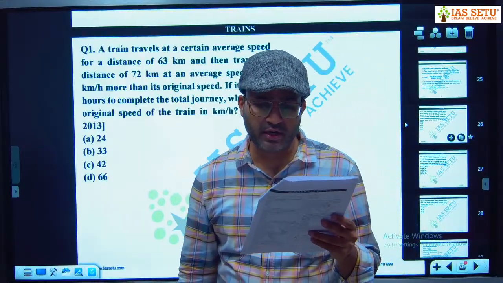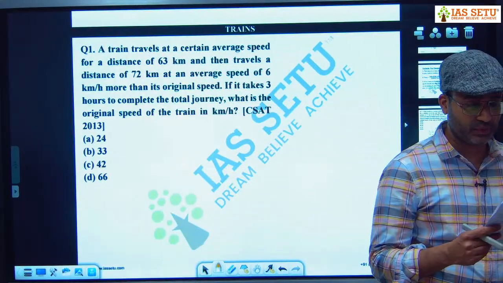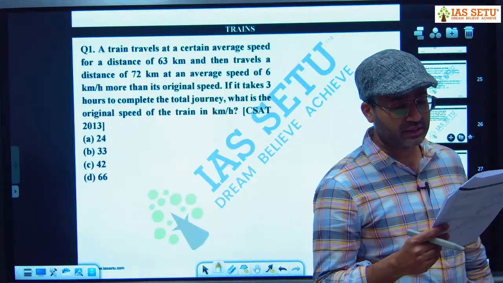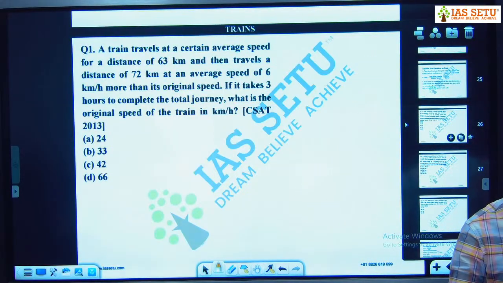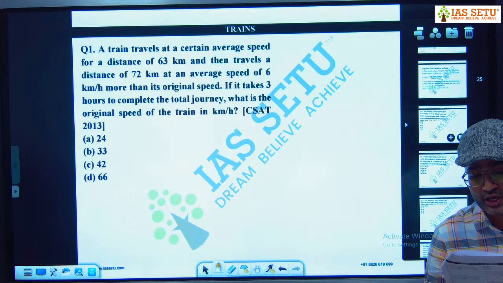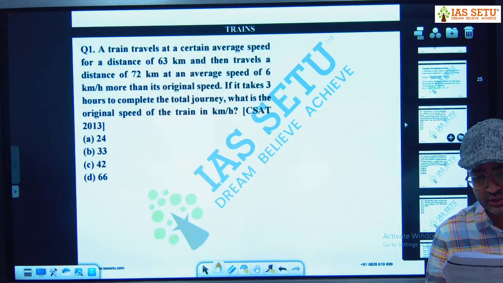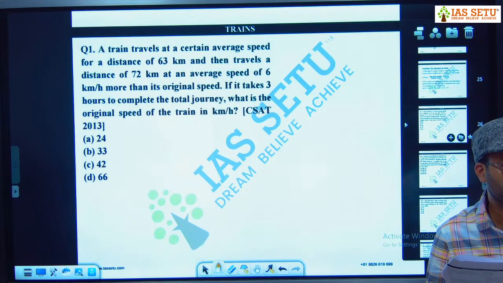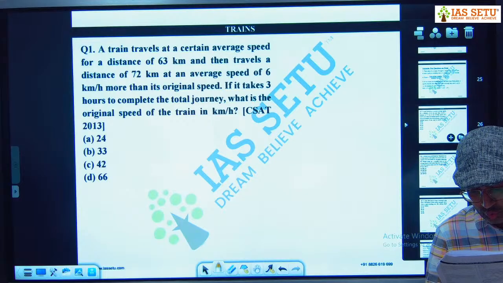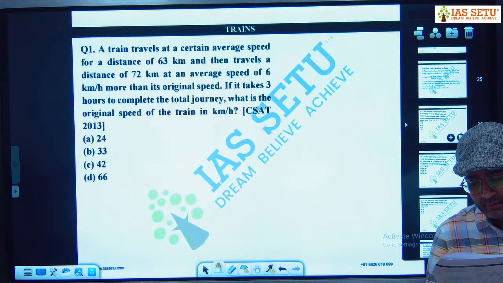A train travels at a certain average speed for a distance of 63 km and then travels a distance of 72 km at an average speed of 6 km per hour more than its original speed. If it takes 3 hours to complete the total journey, what is the original speed of the train in kilometers per hour? Out of these three questions, this one is a little on the difficult side, but still we can manage.